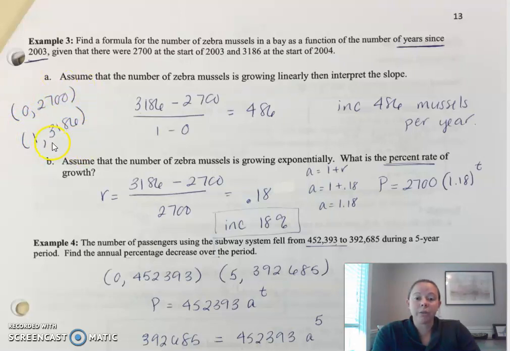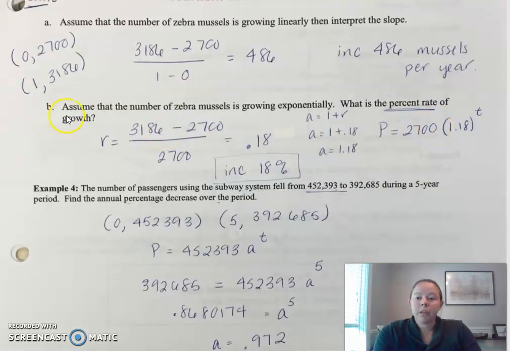Use that ordered pair. And then from there, it says to assume that the number of zebra mussels is growing linearly. So I used those 2 ordered pairs to find the slope. Got the slope, and that would mean it's increasing 486 mussels per year. Remember, slope is a rate, and how you solved it will tell you it's the difference in mussels per change in time, mussels per year. Okay, so assume the number of zebra mussels is growing exponentially. What is the percent growth?